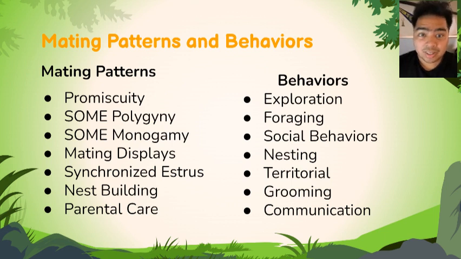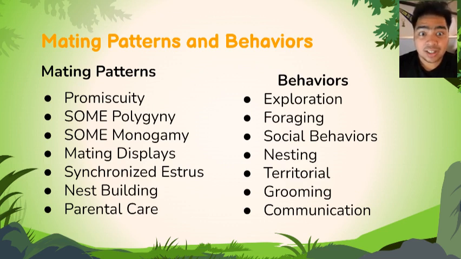Rats' mating patterns and behaviors. Rats are promiscuous, meaning they have multiple partners during the breeding system. They involve themselves in polygamy, which means dominant males have multiple female partners. However, they can also involve themselves in monogamy, meaning a male and female rat have a long-term bond and remain together to raise the offspring.